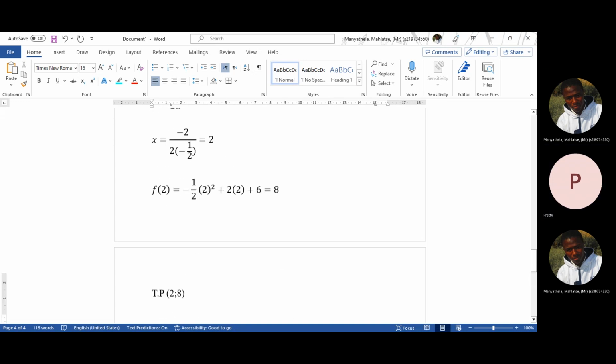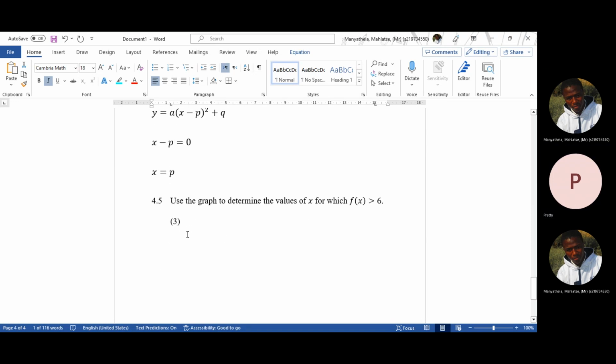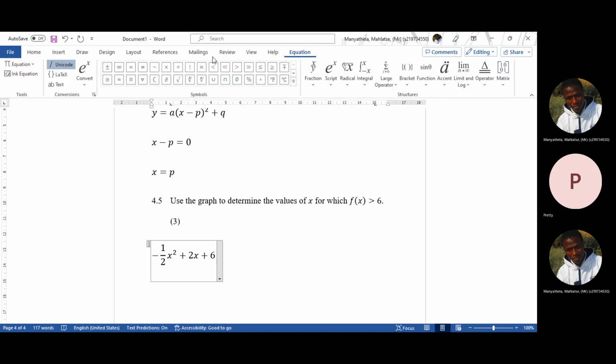Okay, the equation, when the graph is greater than 6. So let's just take the equation. It's greater than 6. Then from there you solve for x.